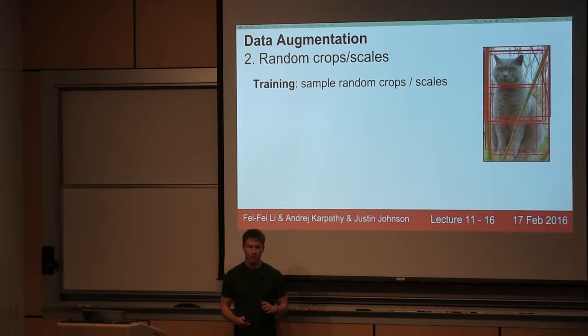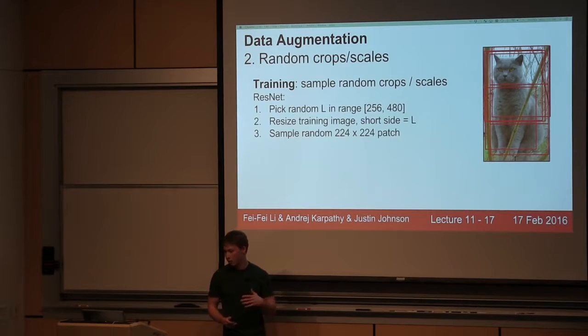Just to give you a flavor of how exactly this is used, I looked up the details for ResNets. At training time, for each training image, they first pick a random number, resize the whole image so that the shorter side is that number, then sample a random 224 by 224 crop from the resized image, and then use that as their training example. So that's pretty easy to implement and usually helps quite a bit.